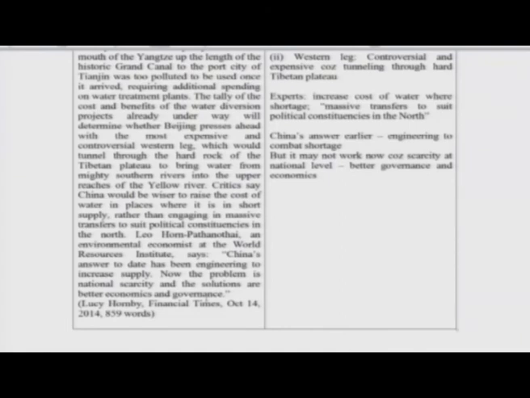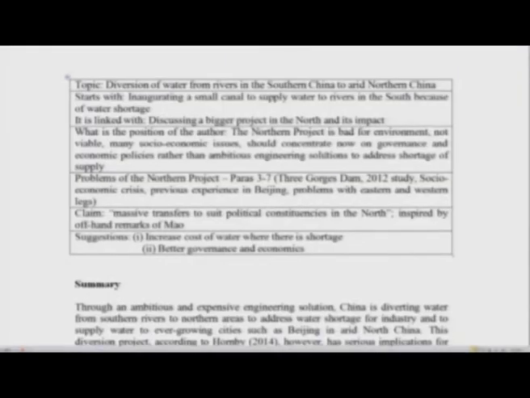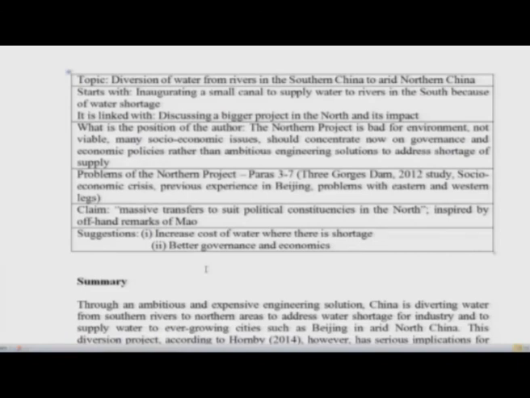Here you can see the writer uses this phrase, to suit political constituencies. These attempts are massive transfers to suit political constituencies in the north. So, this again very clearly shows what the writer thinks about this project. Okay. So, these are the main points and the way they are linked, it is put in this table.